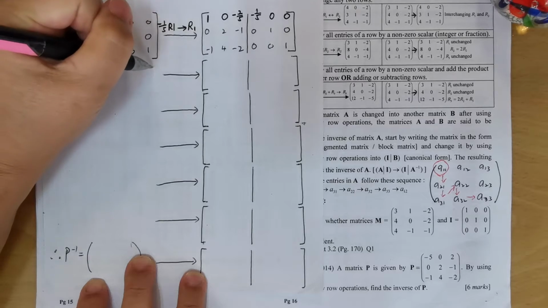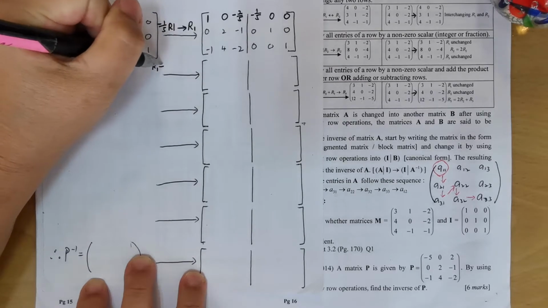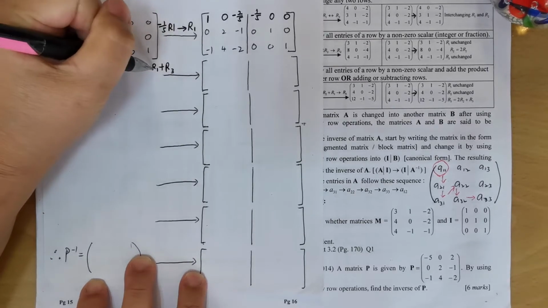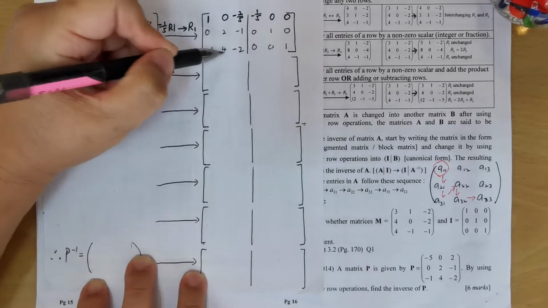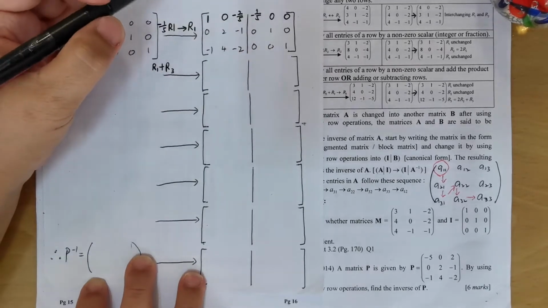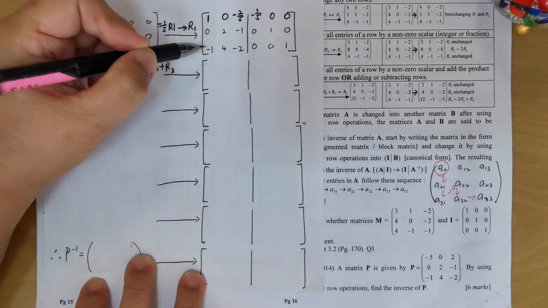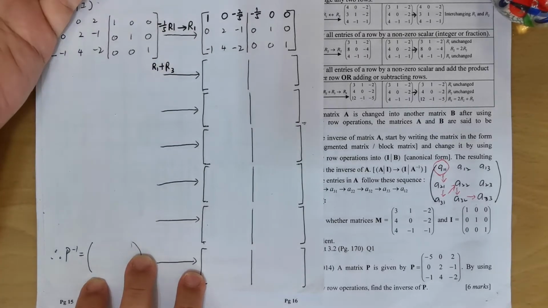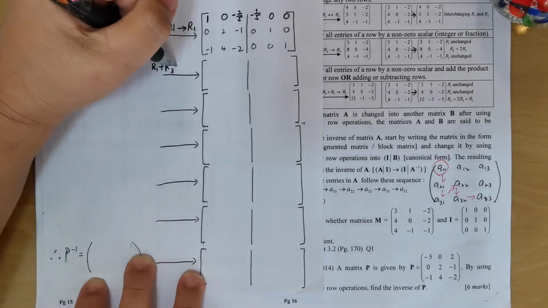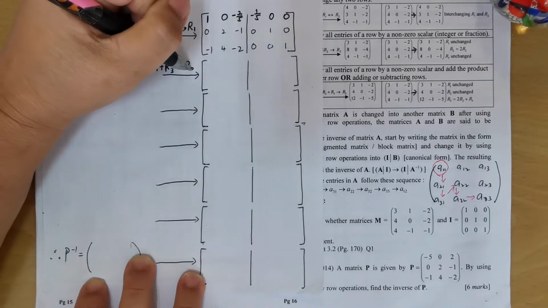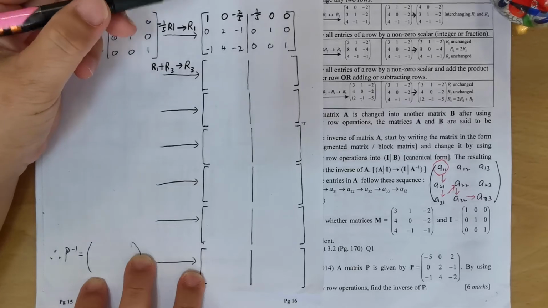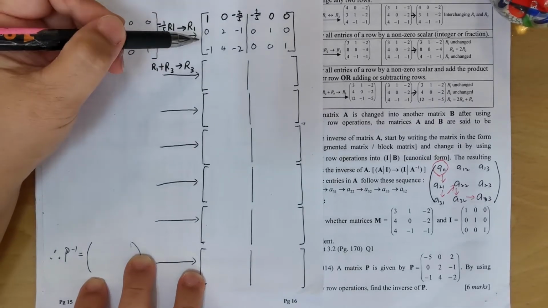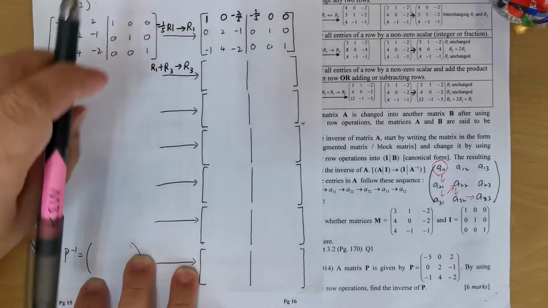To change this one to 0, very simple. The operation that I'm going to use is R1 plus R3. I want to change this one, others we don't see first. To change this one to 0, very simple, I use R1 plus R3. 1 plus negative 1, 0. And it becomes the new R3.